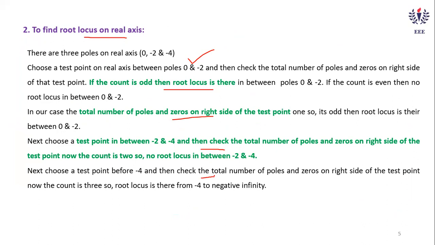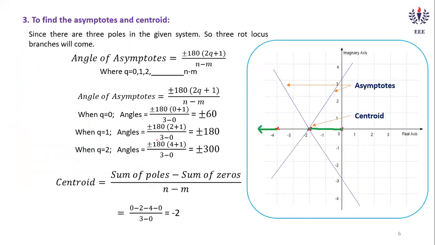Okay. Next, coming to the third step. The third step is the angle of asymptotes and centroid. Coming to the centroid first. Centroid is equal to the sum of poles minus the sum of zeros, divided by n minus m, where n is the number of poles and m is the number of zeros.